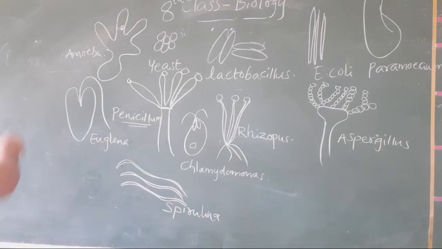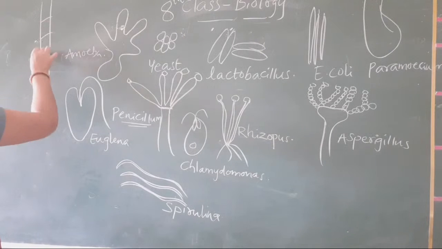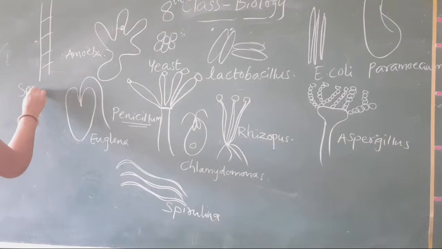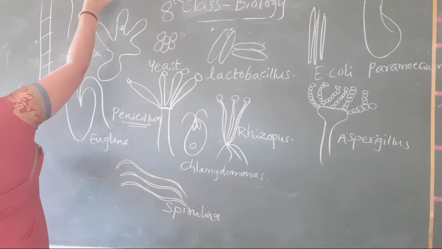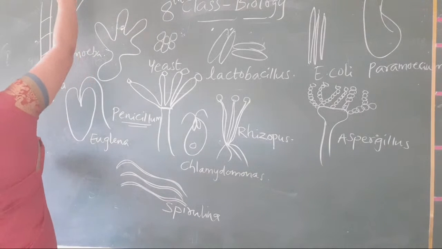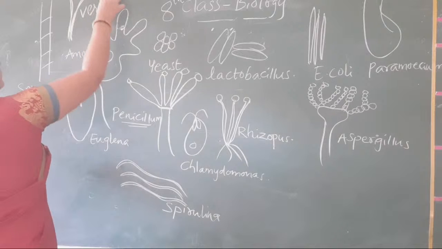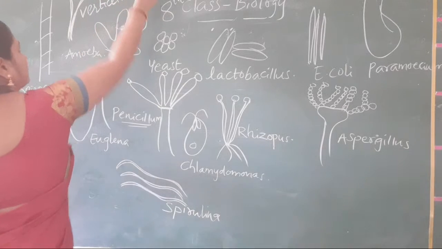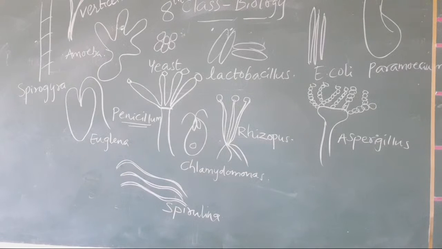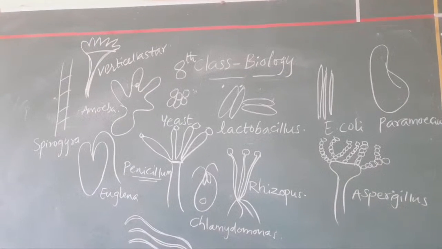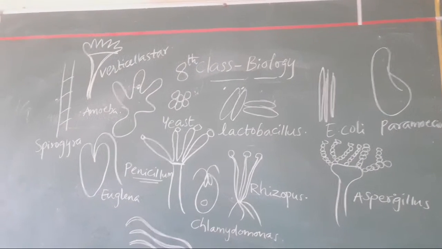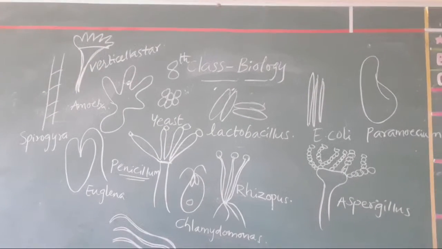Next one is this type of structure, Spirogyra. And this is Volvox. How is it? It is like a hibiscus flower, no?